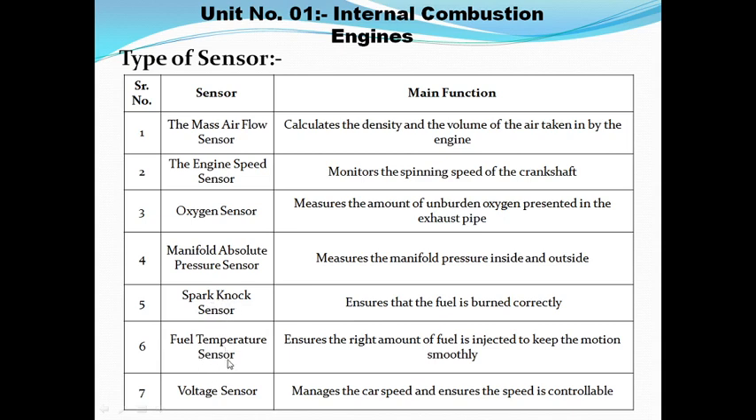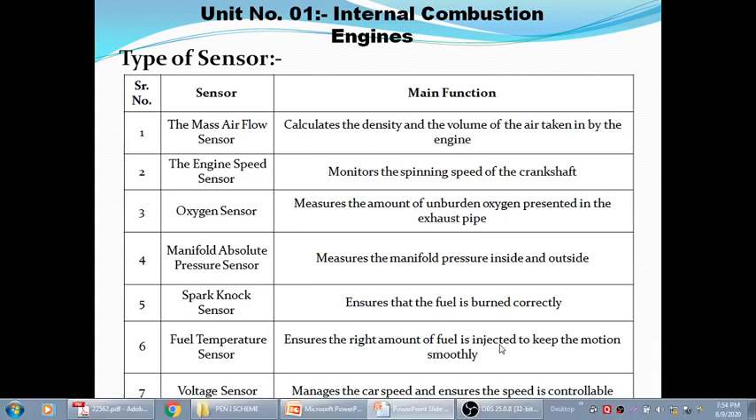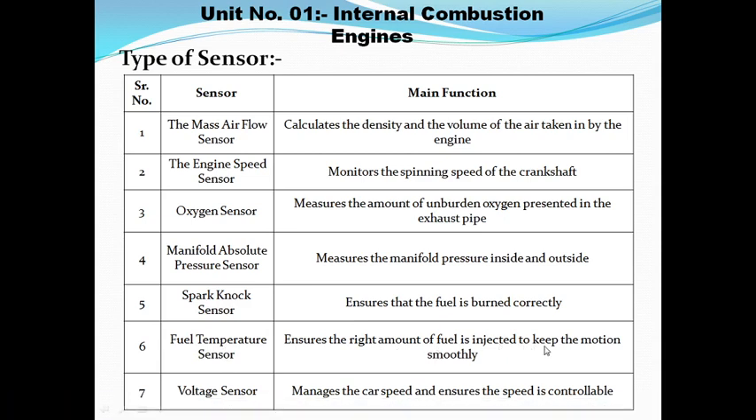Next, the fuel temperature sensor. It ensures the right amount of fuel in the injector to keep the motion smooth. And last is the voltage sensor. These voltage sensors are used to manage the car speed and ensure the speed is controlled. These are the different types of sensors and the function of each sensor.